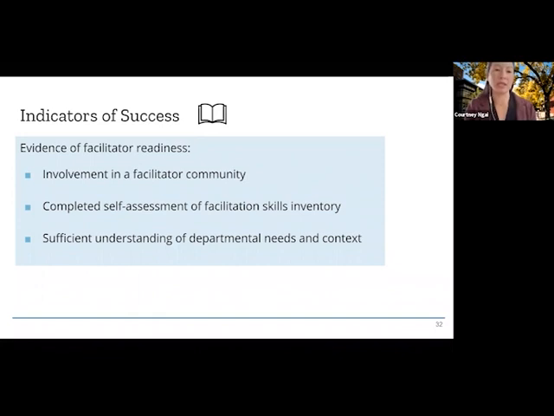Again, much like the other chapter, we have indicators of success for the facilitator readiness chapter as well, which can include involvement in a facilitator community, a self-assessment of facilitation skills, and sufficient understanding of the departmental needs and context.